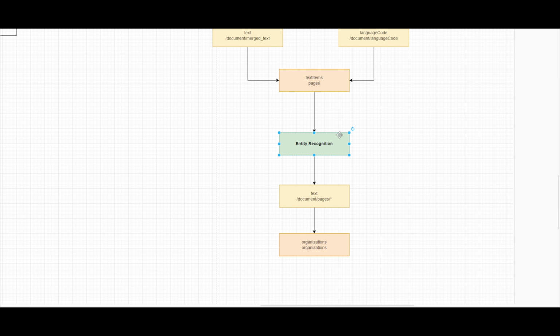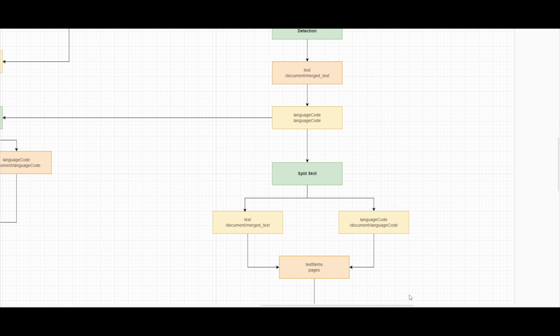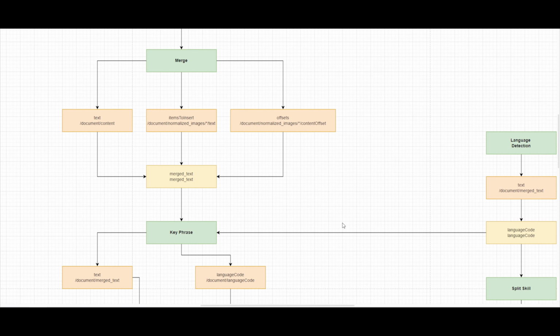And using the output from the split skill, we are going to be running the entity recognition. The entity recognition is going to take the input from the document pages that have been processed previously in this step, and it's going to recognize things like organization. Entity recognition, as I said previously, could have many operations like organizations, locations, and everything, so you can add multiple nodes into this one.